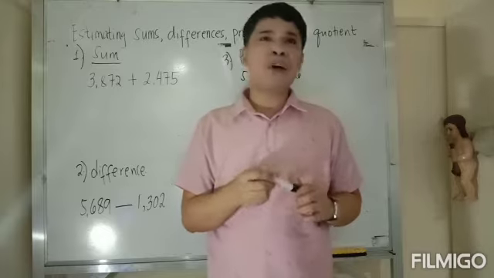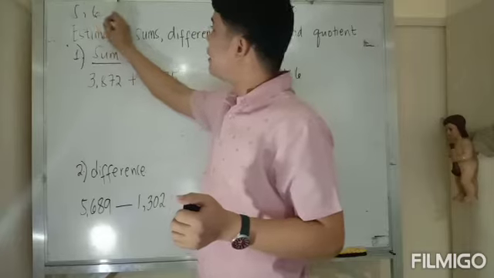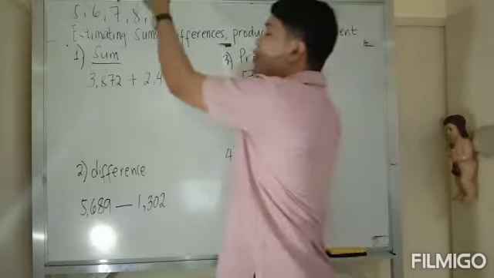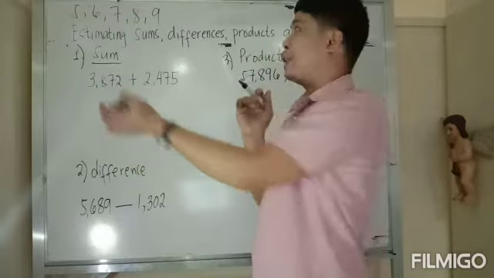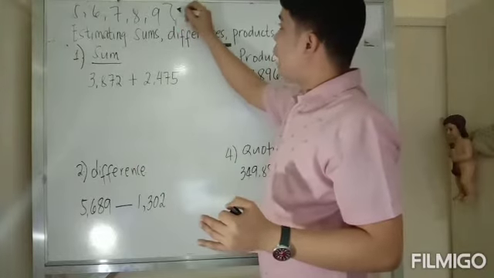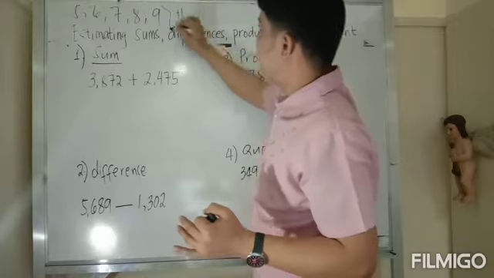And when we say round up numbers, these are 5, 6, 7, 8, and 9. Then if the nearest number of our target number is a round up number, we are going to add 1 point. Okay? So add 1 to our target number.